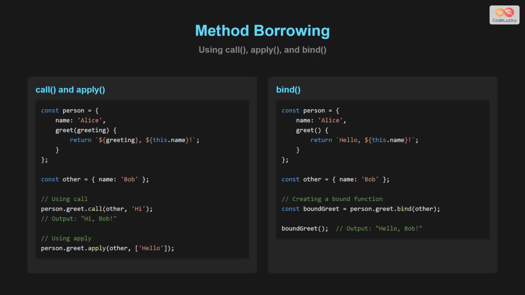Method borrowing is a technique in JavaScript where you can use a method of one object on a different object. This can be done using call, apply, and bind methods. The call and apply methods allow you to invoke a method on a different object by setting the this value. The call method accepts arguments individually, while the apply method accepts them as an array. Here we're using call to run the greet method on the other object, and similarly we use apply. The bind method returns a new function where the this keyword is bound to the specific object. Here we create a new greet function that is bound to the other object. When we call boundGreet, it executes the greet method with Bob as this.